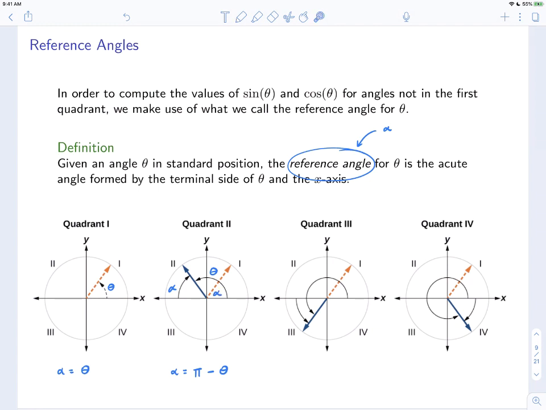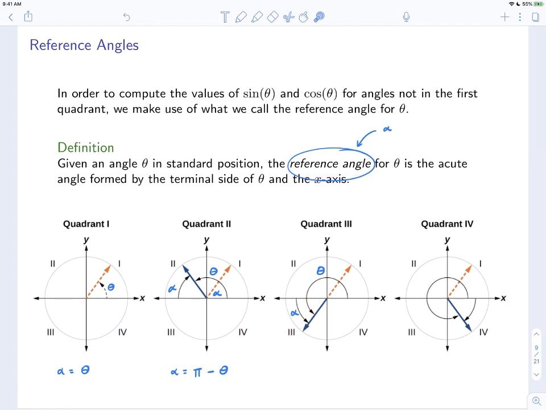What about quadrant 3? Quadrant 3 is here. Again, theta is the measure of the angle from the positive x-axis to the terminal side, so it's this very wide angle here. That's theta. Alpha is this angle. Alpha is the acute angle formed with the x-axis. There are two angles formed with the terminal side and the x-axis. One of them is this acute angle, which we're calling alpha. The other one is this obtuse angle, which we're not calling anything. We're going to pick the acute angle because that's our reference angle.